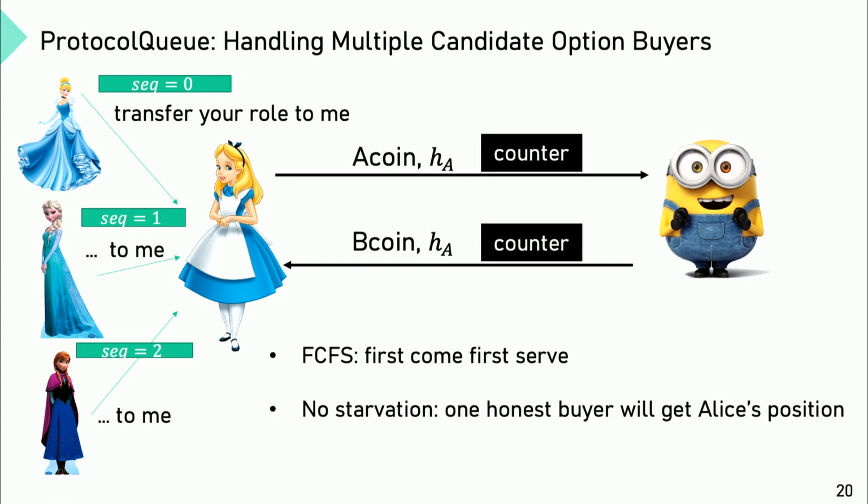We see that in the replace or revert phase, Carol can abort the transfer. In that case, we want Alice to be able to transfer her role to a new buyer, say Elsa. To do that, we provide protocol Q for Alice to sell her position to one of multiple candidate buyers. Each candidate is assigned a sequence number indicating the order for them to replace Alice. And there is a counter maintained on both contracts. Those candidates can be served in a first come, first served fashion, and there's no starvation. That means at least one honest buyer will get Alice's position.